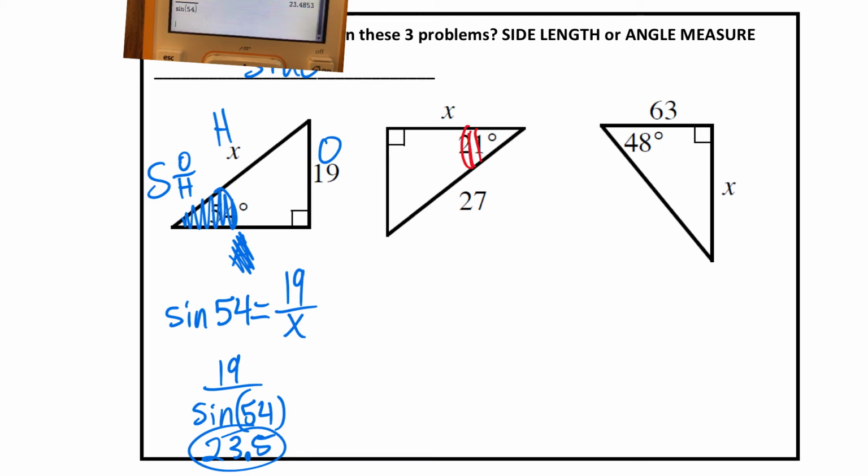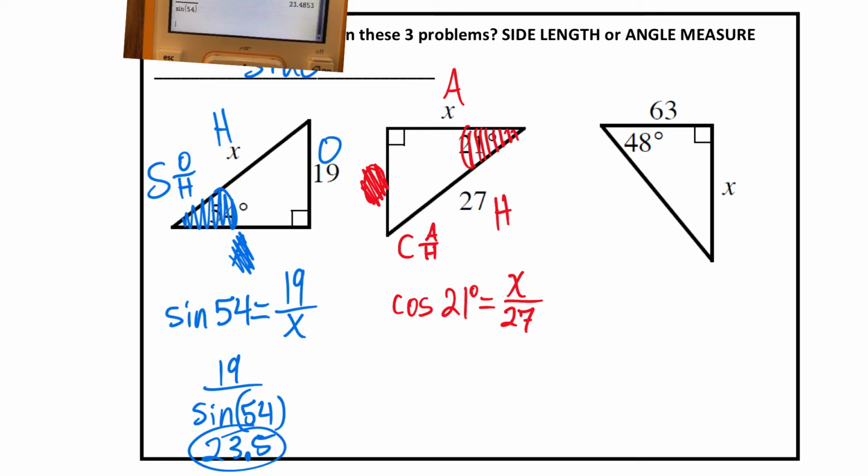Okay, next one, from this 21-degree angle, which one's the H? 27, which one's the A? X and the O, blank. Which one do I not need? The O. So this one's A and H, cosine. So I'm going to go cosine of 21 degrees equals the adjacent x over the hypotenuse 27.